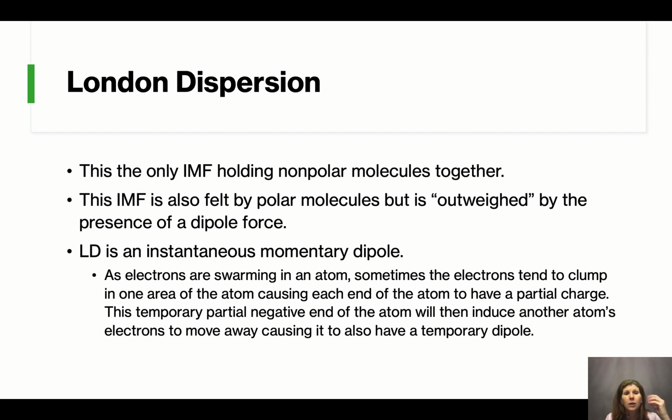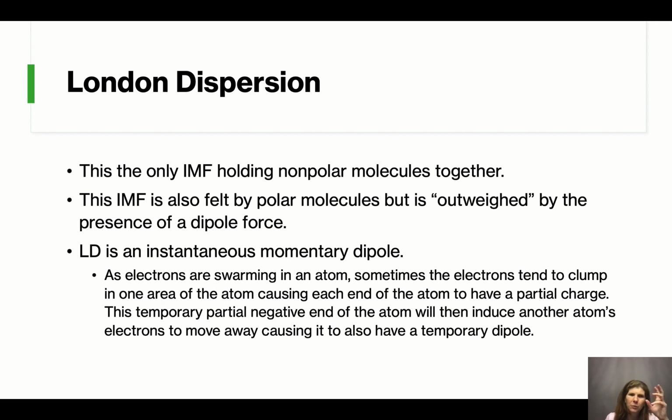Now, London dispersion is also felt by polar molecules as well, but it's outweighed. The strength of your dipole-dipole, or the strength of your hydrogen bonding, is much stronger, and so that is what gives those molecules more of their properties than the London dispersion force acting on them. But for your nonpolar molecules, the only IMF they feel is London dispersion.